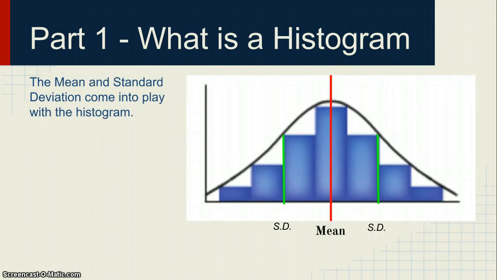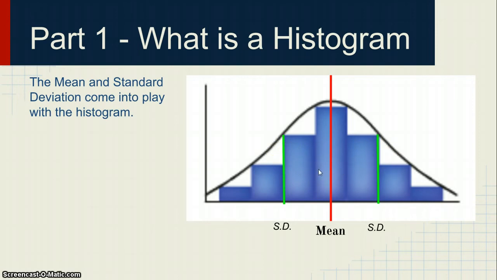The mean and standard deviation come into play with a histogram. We're going to talk a little bit about distributions today, and this is what a typical histogram would look like, where it's high in the middle and lower on the outside edges. The idea is that in a perfect world, the mean, or your average, would shoot right down the middle at this red line, and then the standard deviation should be spaced out about as far as these green lines go.